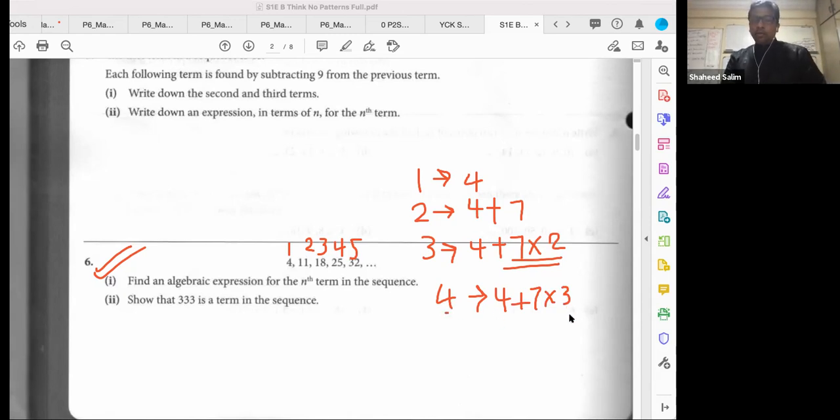So now I want you to take a look. This 4 now is 1 less. Okay. This 3 is 1 less. This 2 is 1 less.